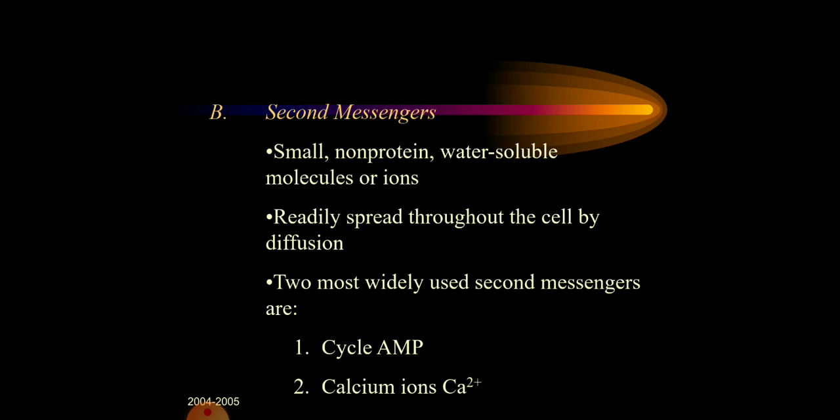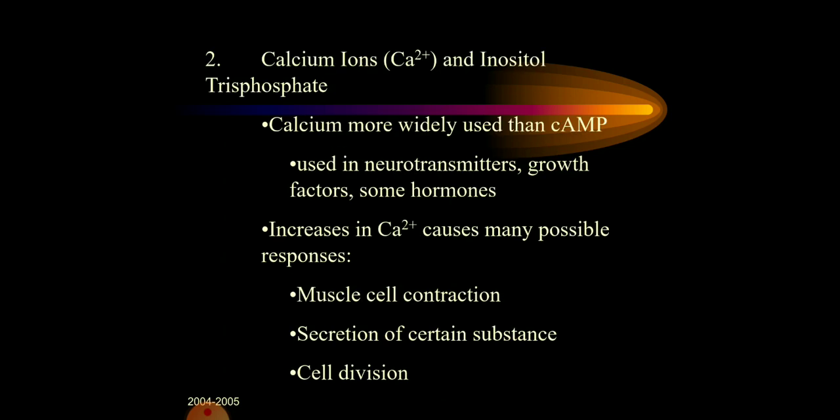Normally, many of them require second messengers for their action. Second messengers are small non-protein, water soluble molecules or ions that readily spread throughout the cell by diffusion. Two widely used second messengers are cyclic AMP and calcium ions. Besides this, another very commonly used second messenger is inositol triphosphate and diacylglycerol. Calcium is more widely used than cyclic AMP, used in neurotransmitters, growth factors, and some hormones. Increases in calcium cause many possible responses: muscle cell contraction, secretion of certain substances, and cell division.